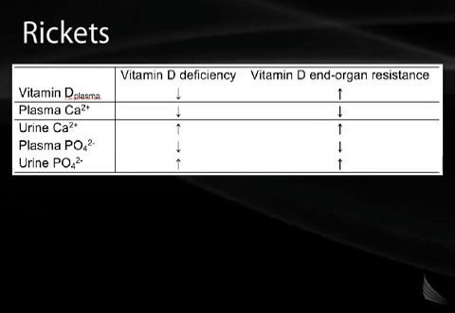Whereas the rest of the biochemical profile is identical, because in vitamin D end organ resistance, the vitamin D is present, but it's not able to get activated or respond in terms of its receptor, and therefore the downstream events of plasma calcium, plasma phosphorus, urine calcium, and urine phosphorus are all the same as absolute vitamin D deficiency.